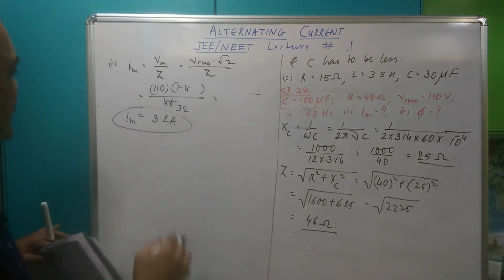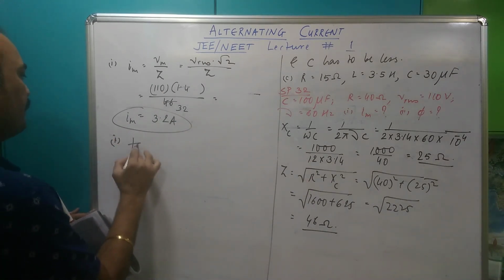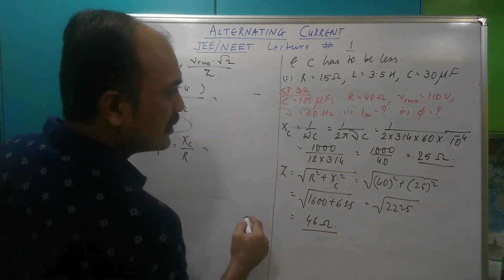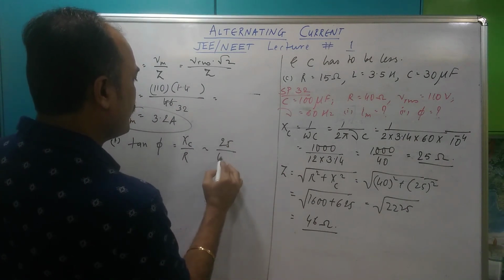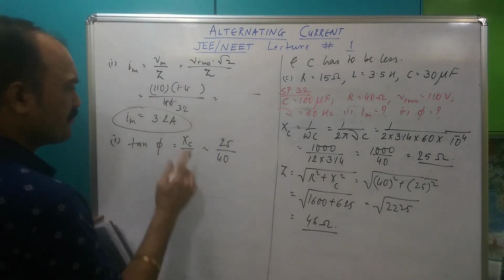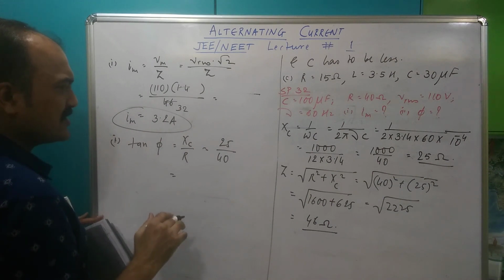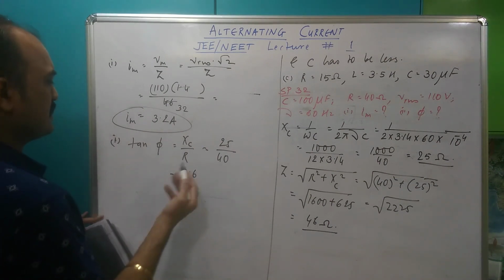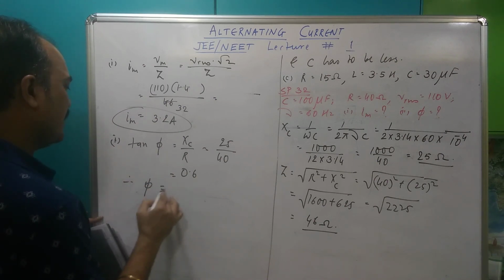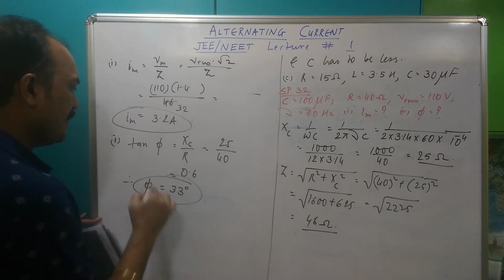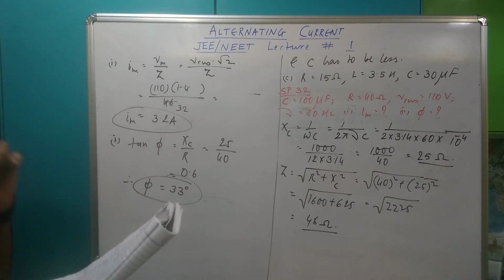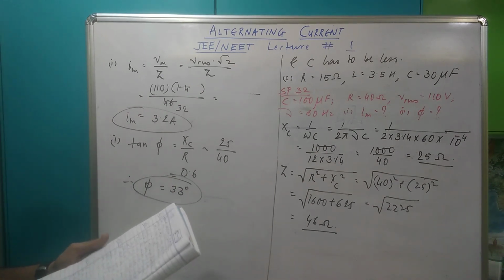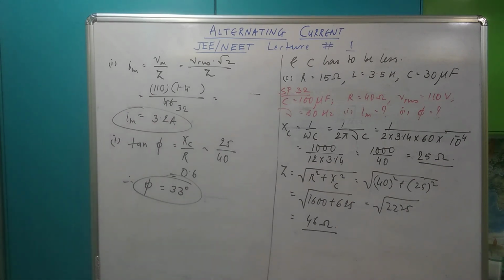And what else do they want? Phase angle. So tan phi is X_C by R. X_C is 25 by 40. Okay. 4 6 24 matlab 0.6 ke aaspaas. So phi is 32, 33 degree kareeban, can work it out. Yeah, 33 degree. Yes, we are good about that. Okay, ab main karne ja raha hoon SP35.